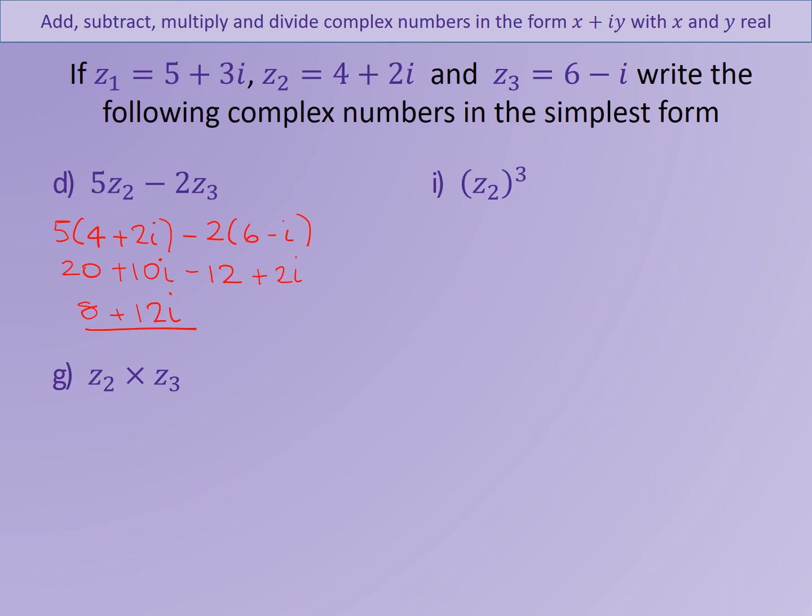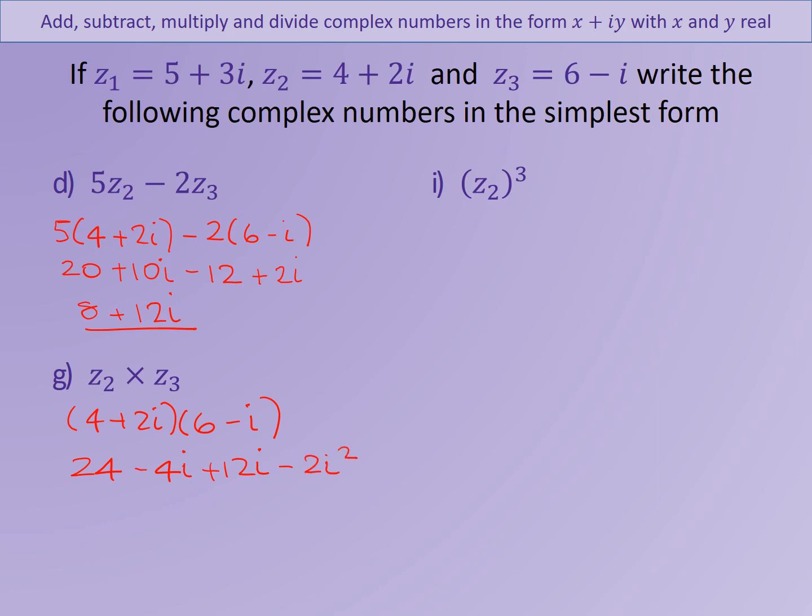Part G, so Z2 multiplied by Z3, we have 4 plus 2i multiplied by 6, take away i. Multiplying these out, 4 times 6 is 24. 4 times minus i is minus 4i. 2i multiplied by 6 is 12i. And 2i multiplied by minus i is minus 2i squared.